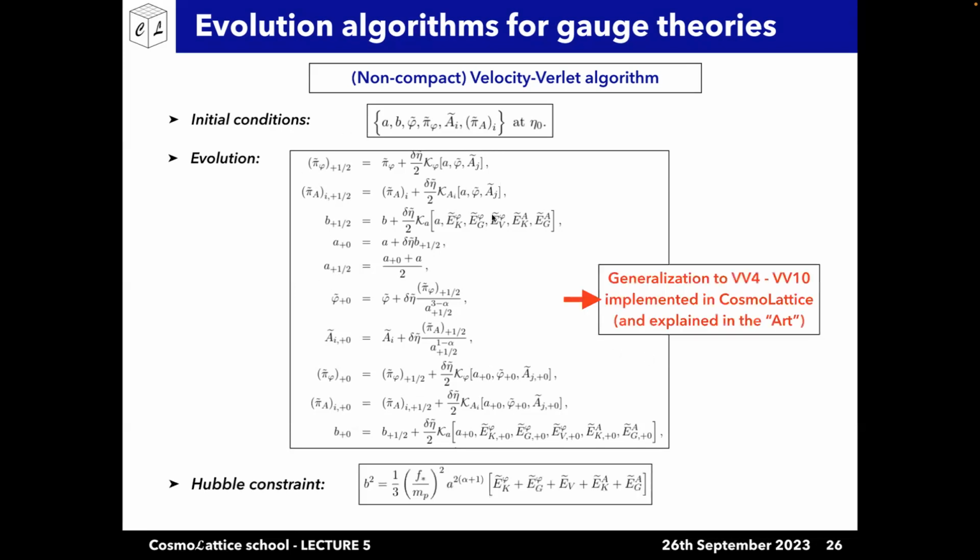And this is for VV2, the second order velocity Verlet algorithm, but this can be generalized to velocity Verlet algorithms of higher order, and in fact, from 4th order to 10th order, are already implemented in CosmoLattice. So if you are interested in learning how these algorithms work, I forward you to the theory review, where this is explained in detail.